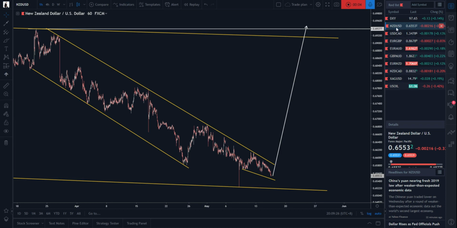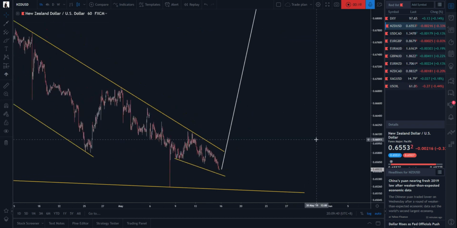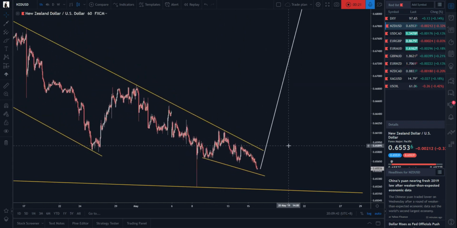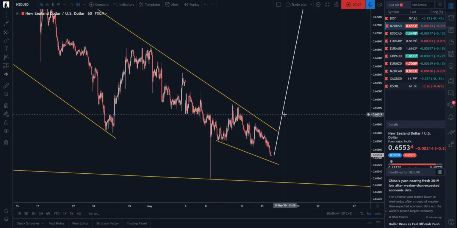I have removed some of the pairs in my key watch list for today, simply because those are not something that we want to pay much attention to anymore, based on the price development. Now let's get started with New Zealand dollar.